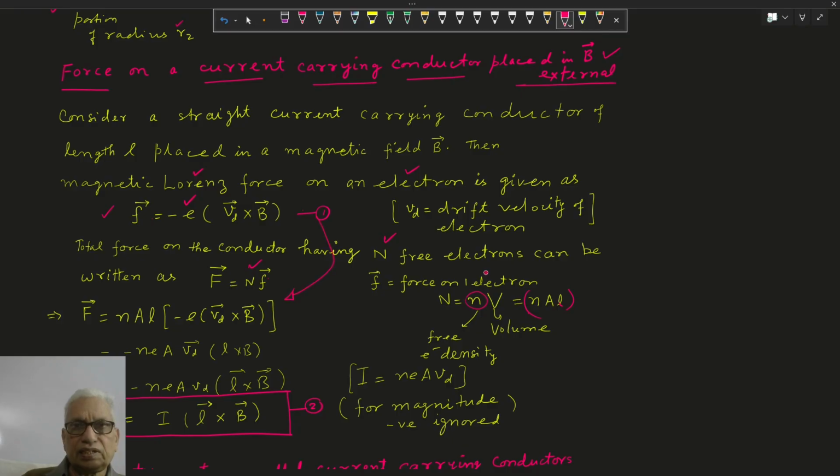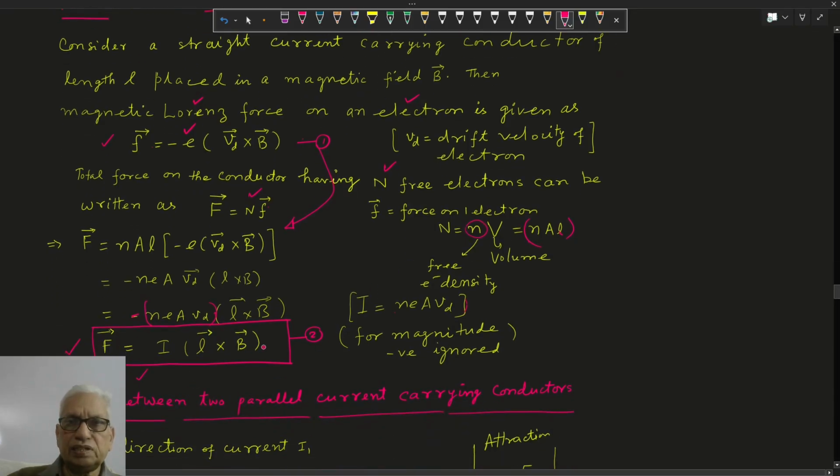तो मल्टीप्लाई करके ऐसे लिख सकते हैं, I equal to what? NEAVD. करंट में पढ़ा था हमने, N A E A VD, N number density, इलेक्ट्रॉनिक चार्ज, एरिया, and VD is the drift velocity. इस जगह हम I लिख सकते हैं, I L cross B, ये हो जाएगा टोटल फोर्स. माइनस साइन को हमने इग्नोर मार दिया, फोर्स की डायरेक्शन निकाल सकते हैं तो माइनस का कोई सेंस नहीं रहेगा. तो फोर्स फॉर्मूला will be I L B sin theta, इसका मैग्नीट्यूड लिखते हैं तो हो जाएगा I L B sin theta or BIL.